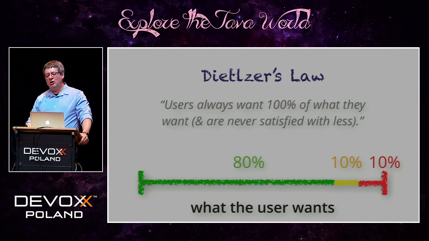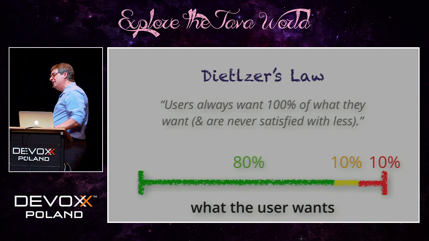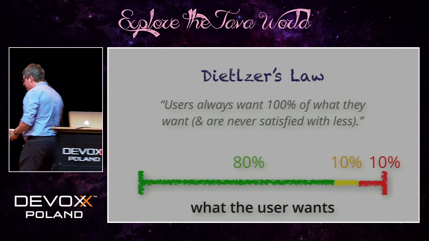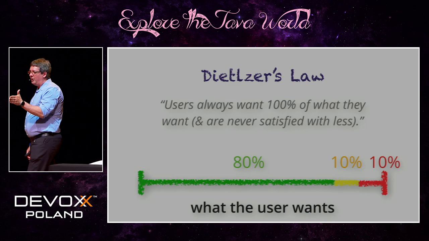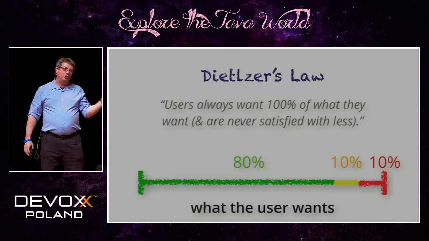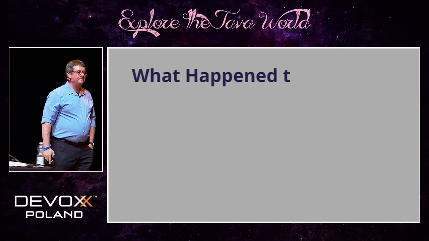And Dietzler's law says that users always want 100% of what they want and are never satisfied with less of that. And that's why every Access project ended as a failure, even though they started with great success, because we'd start out and give them a lot of what they wanted, then we reach a certain point where we couldn't deliver what they wanted anymore, and they were never happy with that.